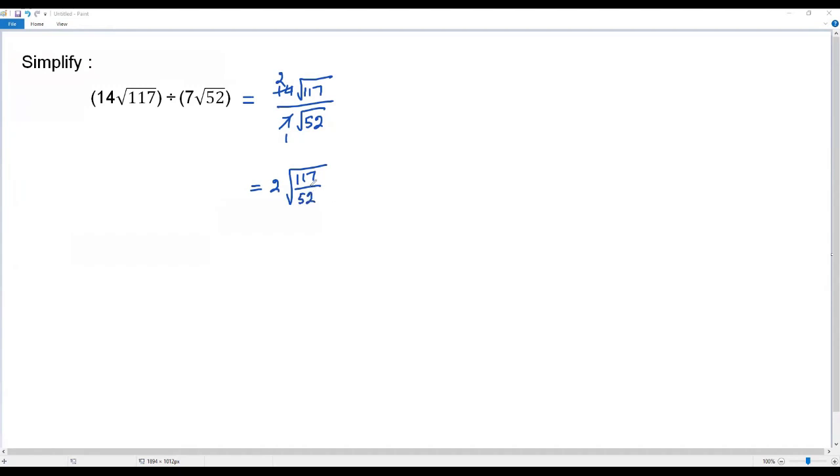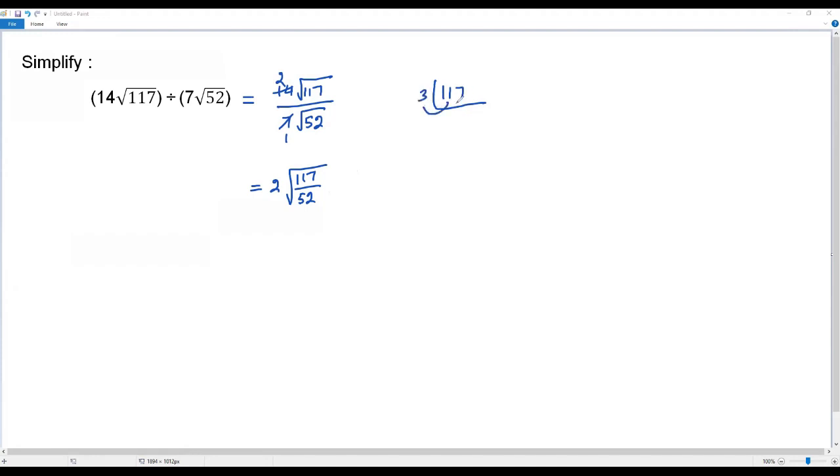Now to do further simplification, we have to write this 117 as a product of its prime factors. The same thing we have to do for this 52. Now let me decompose 117 into its prime factors. When I add the digits of this number, that is 1 plus 1 plus 7, I am getting 9. Since the sum of the digits of this number is 9, which is a multiple of 3, it can be divided by the prime number 3.